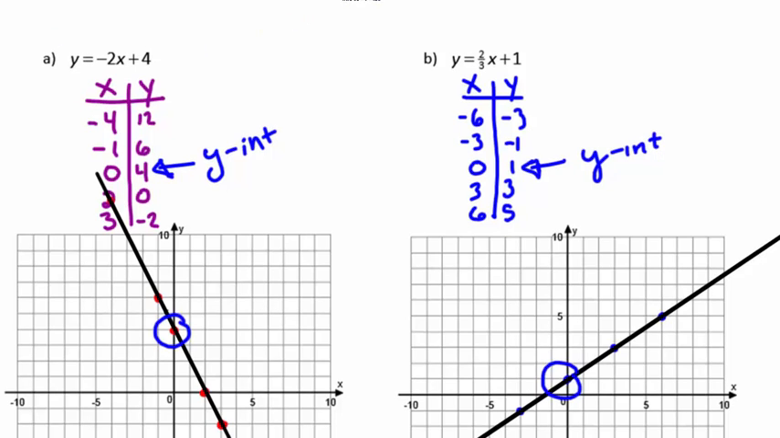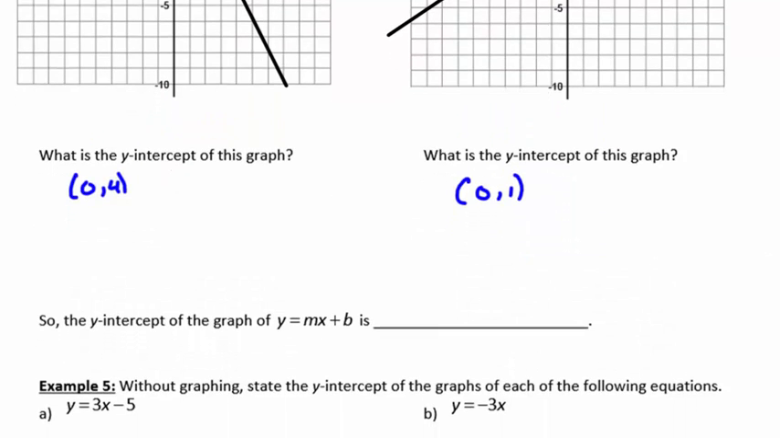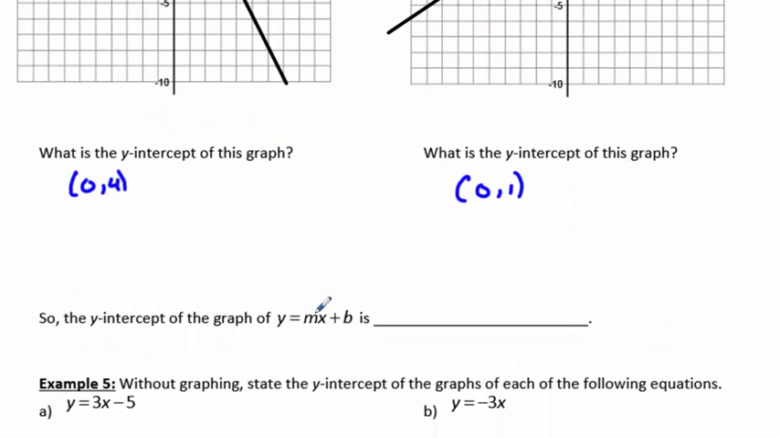Also notice that this value that I get for the y-intercept is part of the equation, because when you multiply 0 times anything, you're going to get 0. 0 times 2 is 0, plus 4 leaves you 4. 0 times 2/3 is 0, plus 1 leaves you 1. So the y-intercept is going to show up in the equation. So no matter what m is, the y-intercept of the equation is always the ordered pair 0, b. When you plug in 0 for x, 0 times m is 0, plus b is b.